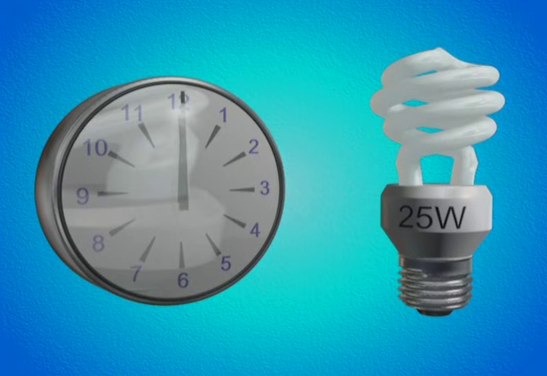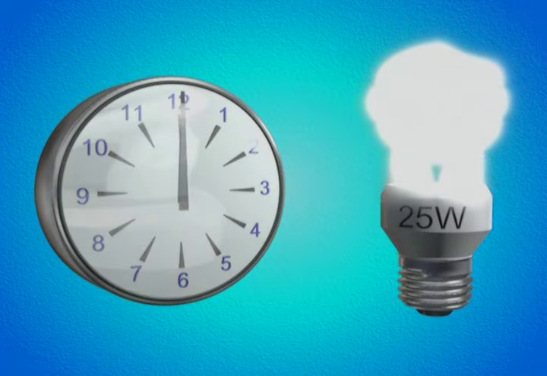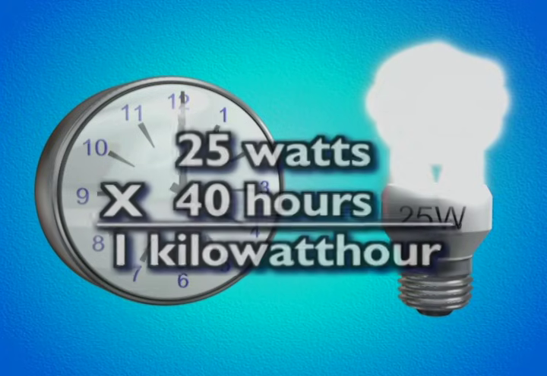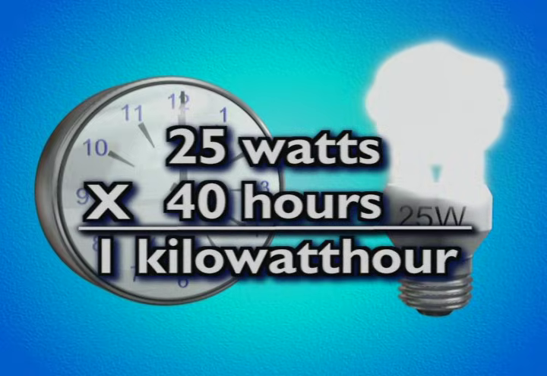Let's take another example. The power of a 25-watt compact fluorescent bulb corresponds to its ability to provide light. If that bulb remained lit for 4 hours, it would consume 100 watt-hours in energy. After 40 hours, the total consumption would be 1,000 watt-hours, or 1 kilowatt-hour.